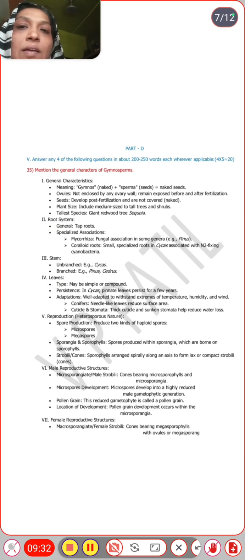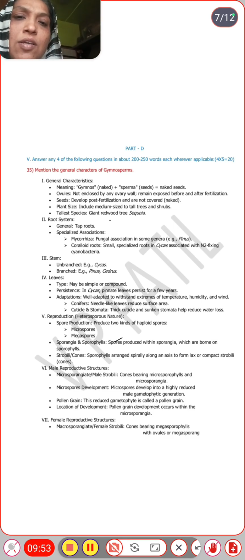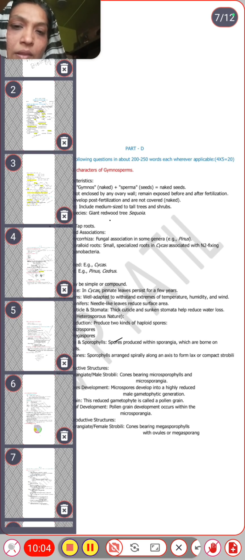Next, mention the general characters of gymnosperm. Here see, so many characters I have given here for the 5 marks purpose. General characters: root system, stem, leaves, reproduction, male reproductive structure, female reproductive structures. If you want, just note down all characters. If you like this routine examination, you can get it out of 8 marks.